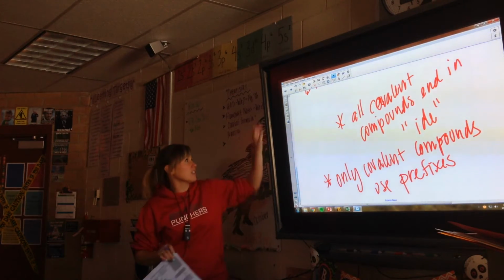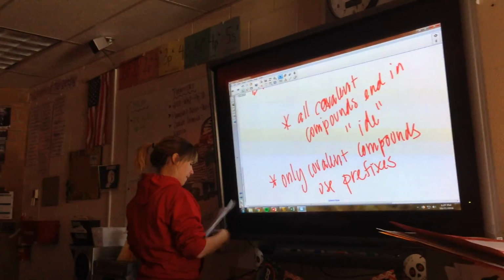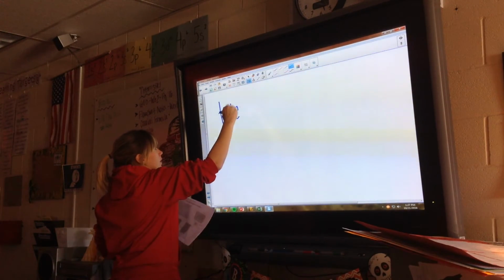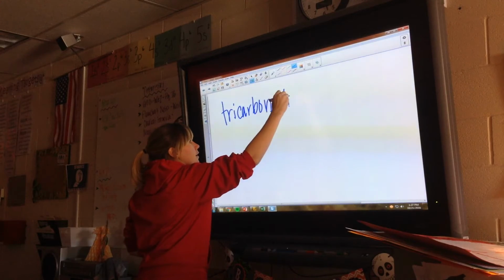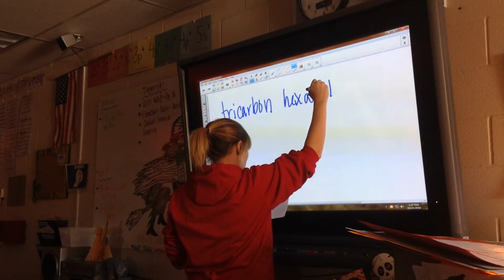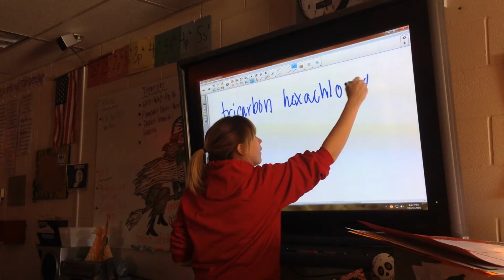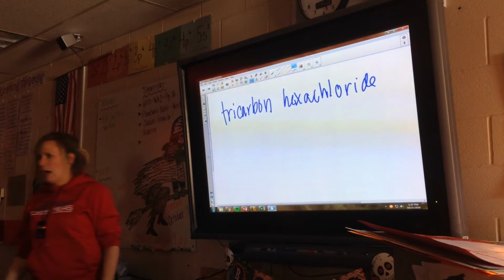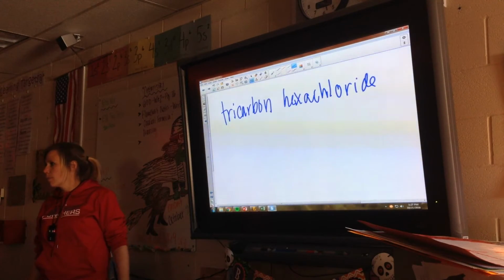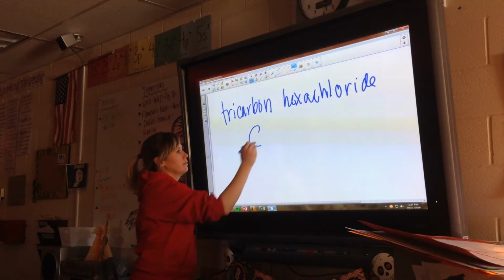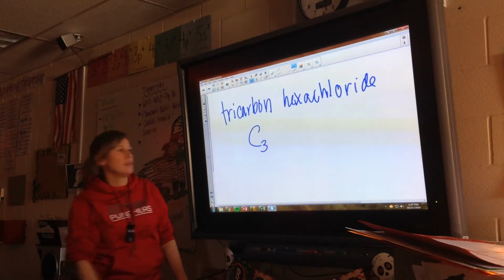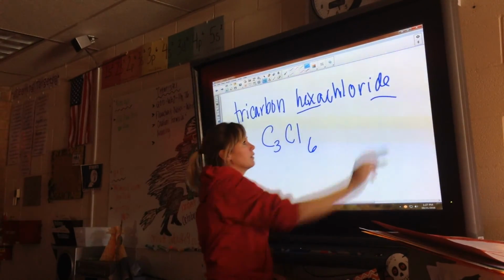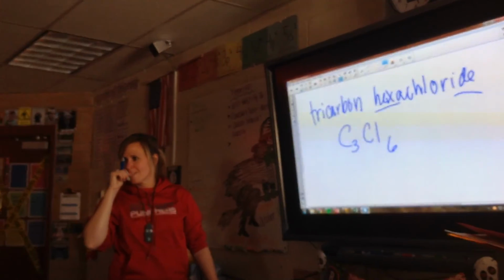You guys got that? Alright, here's your examples. If we have tricarbon hexachloride, these are pretty simple, right? What's our first symbol? Carbon, C. How many do we have? 3. What's our next symbol? Cl. How many? 6. And we know it's covalent because it's got IDE. Super easy, right?